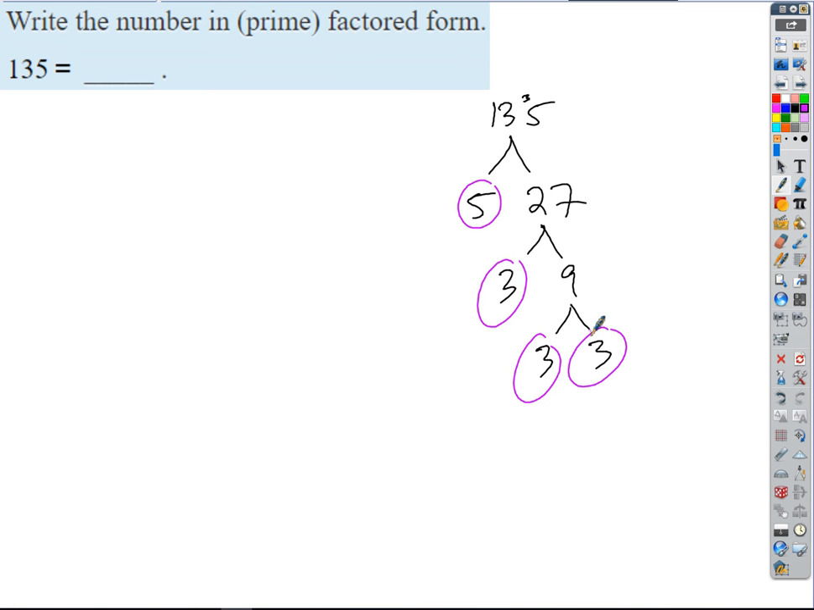So what is 135 written as a product of prime numbers? 135 equals, let's do the 3's first, I've got 3 times 3 times 3 times 5, right? But that's an inconvenient way to write that. What's a simpler way to write that? 3 times 3 times 3 is 3 cubed, 3 to the third, right? So the simplified version of this answer would be 3 cubed times 5.